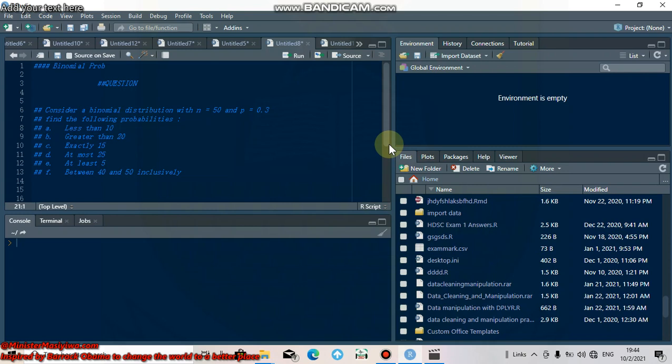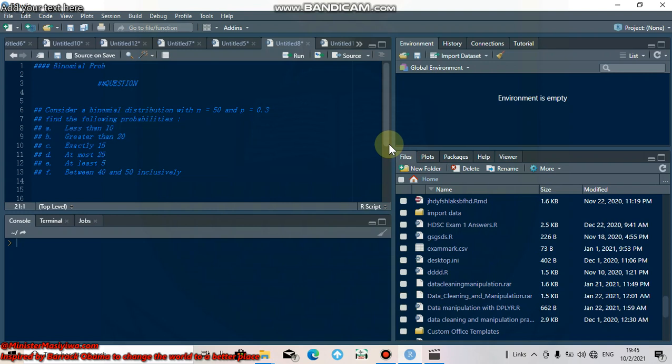Then the second one, the probability is constant throughout the experiment. Then the experiment has a fixed number of trials. That is, it has a finite number of trials, unlike a continuous distribution like the normal distribution, where you go to an infinite number of trials. But here in binomial we are talking of a finite, fixed number of trials. Then the last one, the trials must always be independent. The trials of a binomial distribution are independent, right?